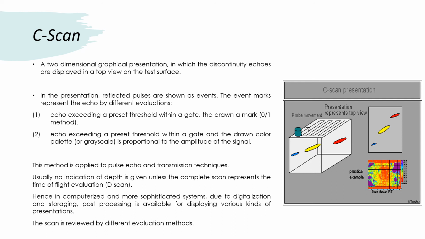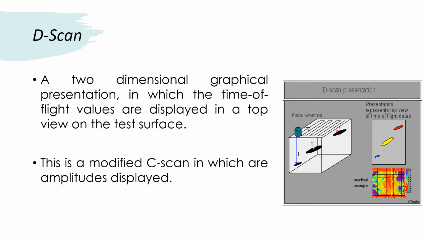Usually no identification of depth is given unless the complete scan presents the time of flight evaluation. This will be especially the D scan. Hence, in computerized and more sophisticated systems, due to digitalization and storage, post-processing is available for displaying various kinds of presentation. The scan is reviewed by different evaluation methods. So here is the C scan presentation. Next is the D scan, a two-dimensional graphical presentation in which the time of flight values are displayed in a top view of the test surface.